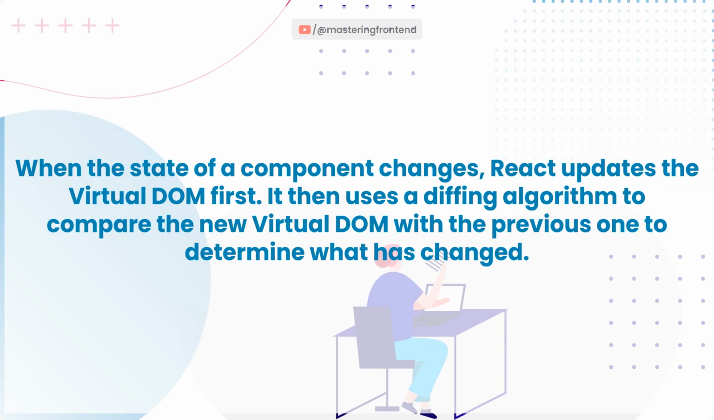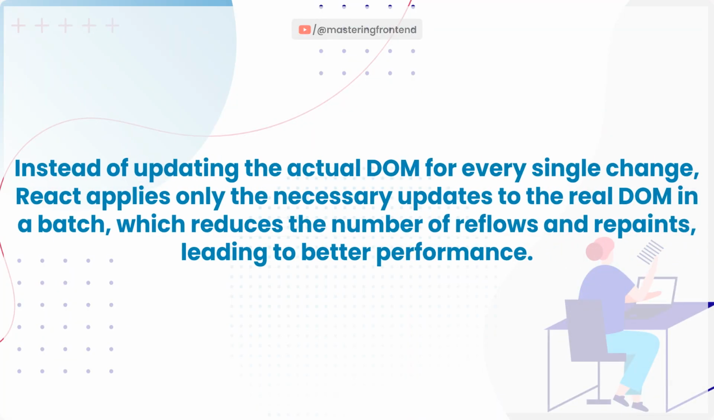It then uses a diffing algorithm to compare the new virtual DOM with the previous one to determine what has changed. Instead of updating the actual DOM for every single change, React applies only the necessary updates to the real DOM in a batch, which reduces the number of reflows and repaints, leading to better performance.